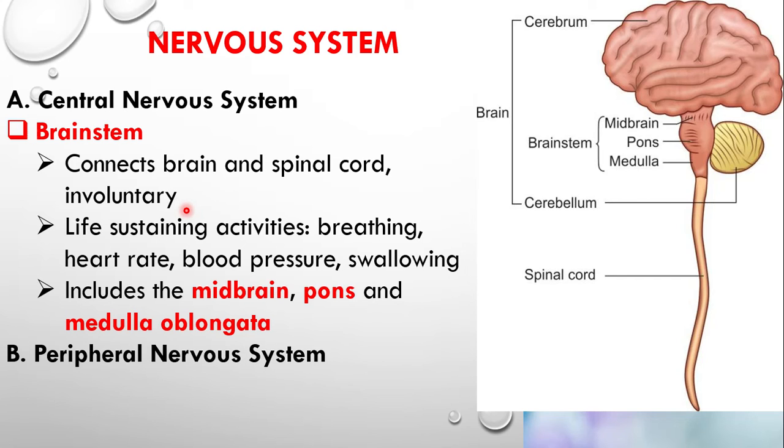And then the other division of the nervous system is the peripheral nervous system, which consists of the nerves. Okay? So again, the central nervous system consists of the brain and the spinal cord. The peripheral nervous system consists of the nerves, no? Those nerves that are in our hands, feet, and other parts of the body.